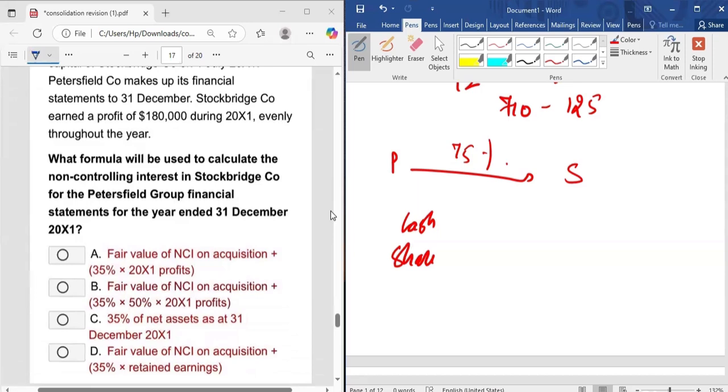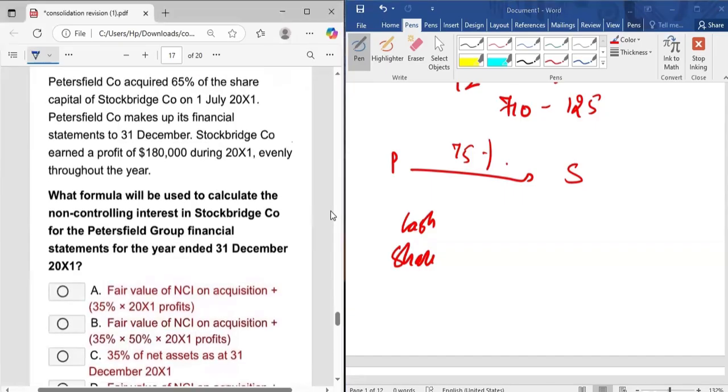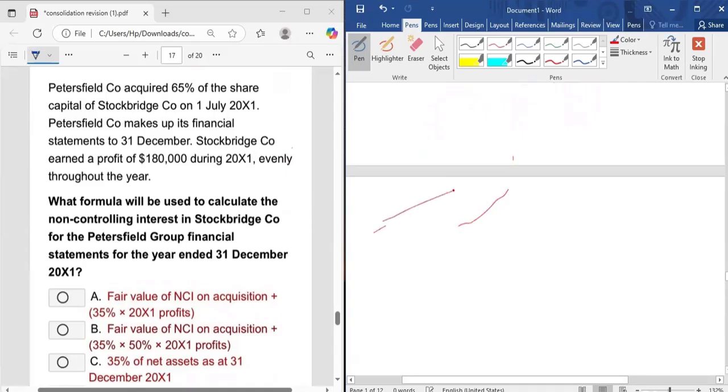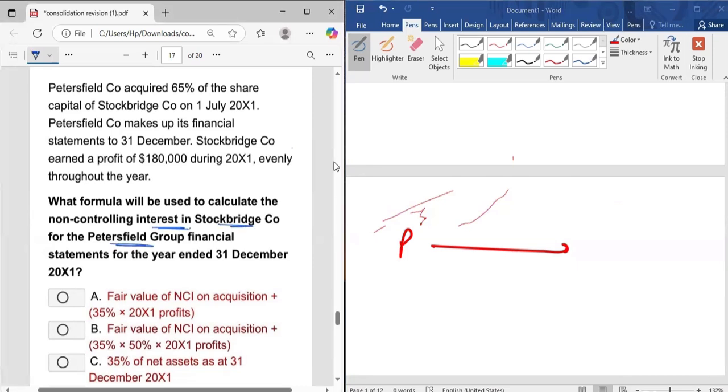Peterfield's company acquired 65% share capital of Stockbridge Company on 1 July 20x1. Peterfield Company makes a financial statement on 31 December. Again, this is a mid-year acquisition. Stockbridge Company earned a profit of 1,80,000 during 20x1 evenly throughout the year. Which formula will be used to calculate NCI in Stockbridge Company for Peterfield's group? So they have asked us to calculate the NCI figure.